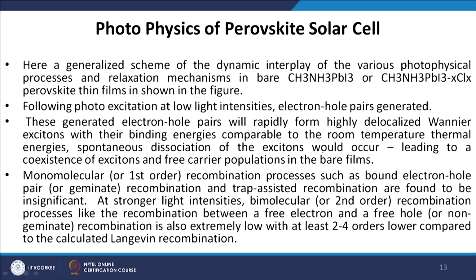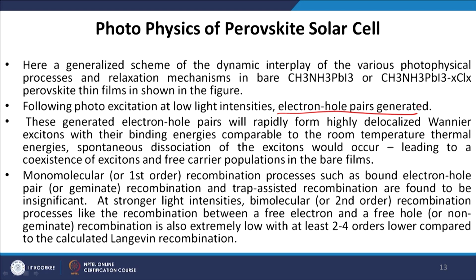Following photoexcitation at low light intensity, electron hole pairs are generated. So, basically we generate electron hole pairs following photoexcitation at low light intensity. These generated electron hole pairs will rapidly form highly delocalized Wannier excitons with their binding energies comparable to the room temperature thermal energies. As a result, spontaneous dissociation of the excitons would occur, leading to a coexistence of excitons and free carrier populations in the bare films.